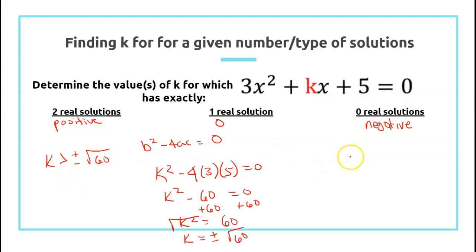And if k is less than the square root of 60, then we will have a negative answer. So if k is the square root of negative 59, we will have a negative answer. And that is going to give us 0 real solutions. So when our k is less than that, we have 0 real solutions. And that's how you find what values of k will solve to give us a certain number of solutions.